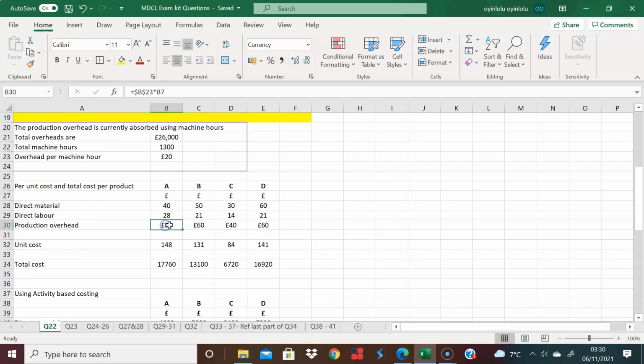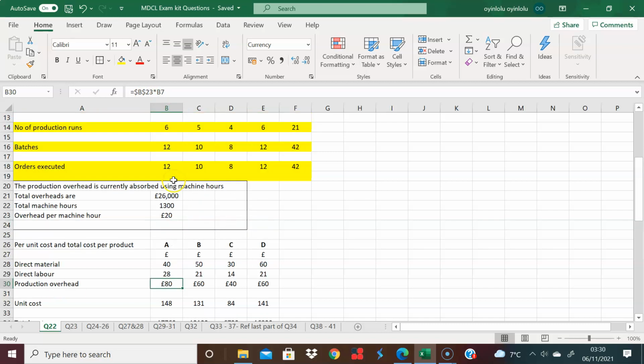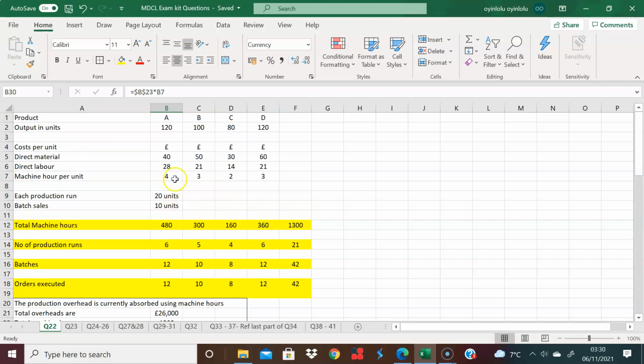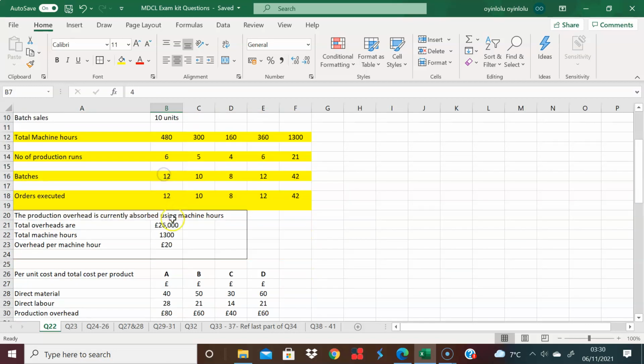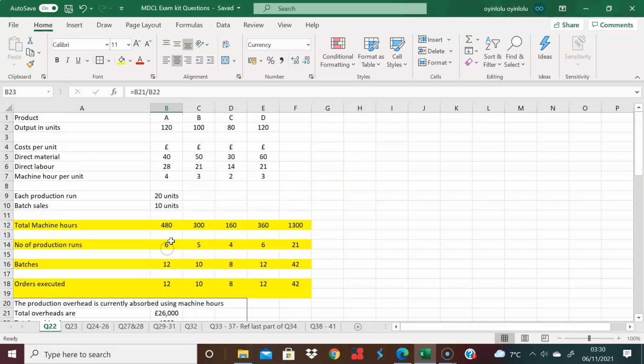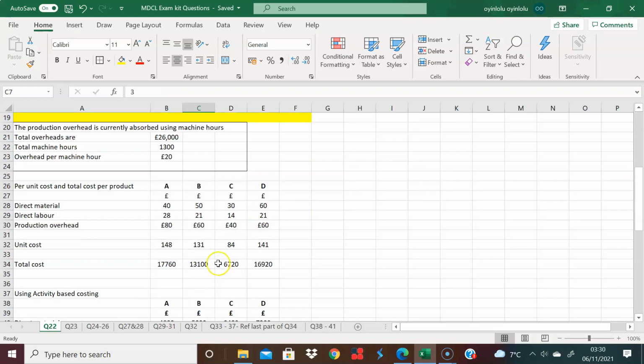And that's what you're seeing over here. You are seeing B23, which is this £20 times B7, and B7 is over here times the machine hours. So I'm literally multiplying the 20 and the 4. I'm literally multiplying the 20 and the 3. If you like, you can see here, this is 60, and I'm literally going across.